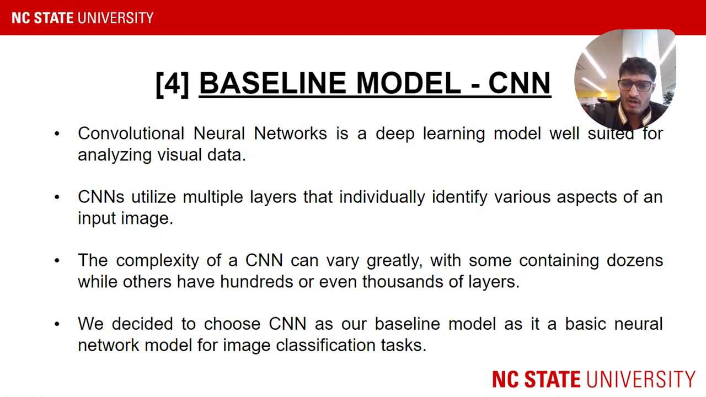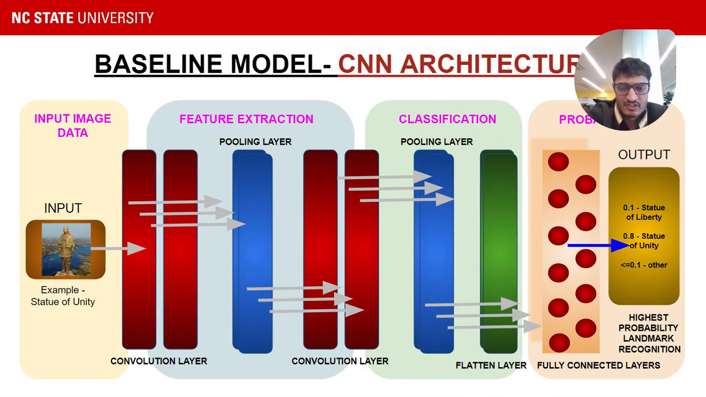Coming to our baseline model, we chose CNN because it is well suited for visual data. CNN contains multiple layers that can individually identify various aspects of an input image. The complexity of CNN can vary greatly; it can contain several hundreds and thousands of layers. We chose CNN because it's a basic neural network model for image classification tasks. And this is how a CNN architecture looks.